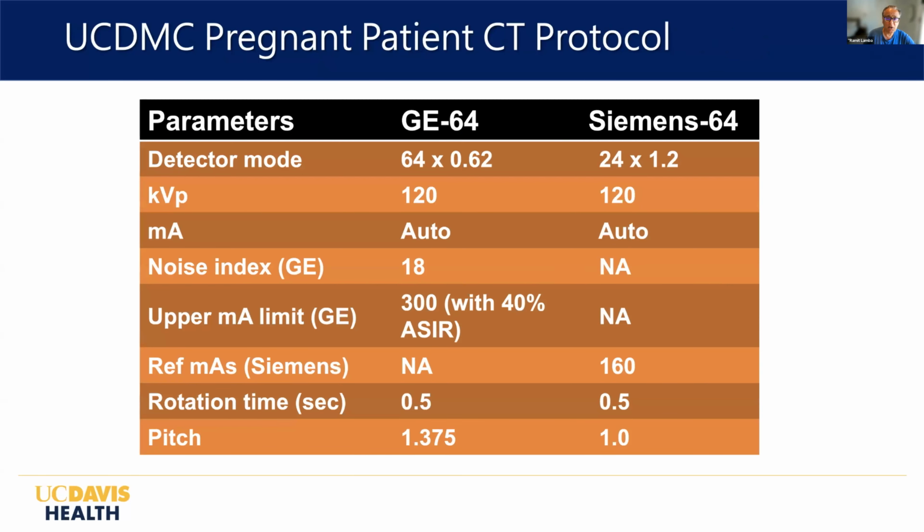It's just a UC Davis suggested protocol. I'll let Dr. Caldera get into the details of this. We have older scanners, so we use ACER. We set the upper limit at 300, a noise index of 18. For Siemens, we set the reference mAs at 160. We use a SAFIRE strength of 2.